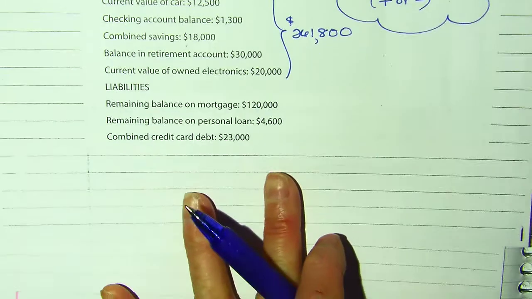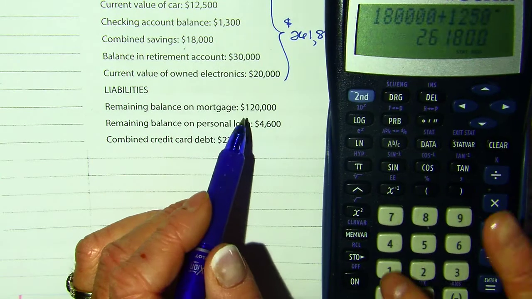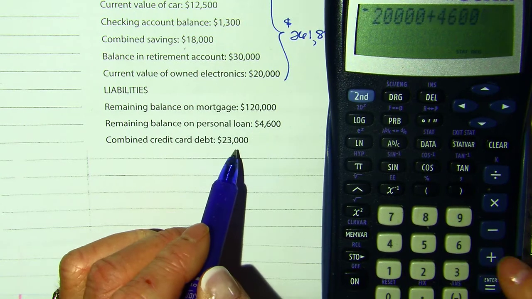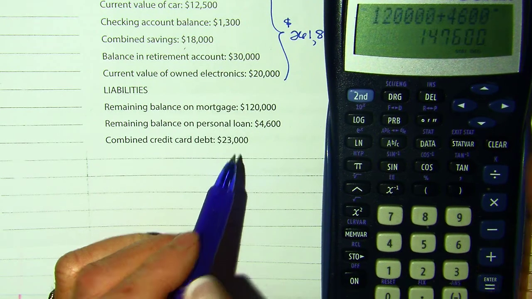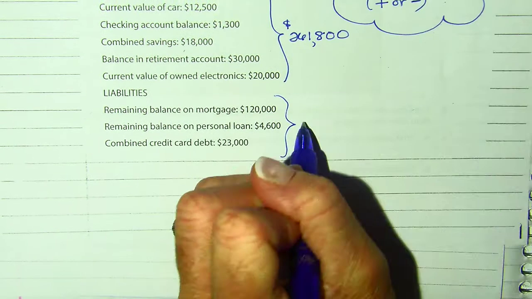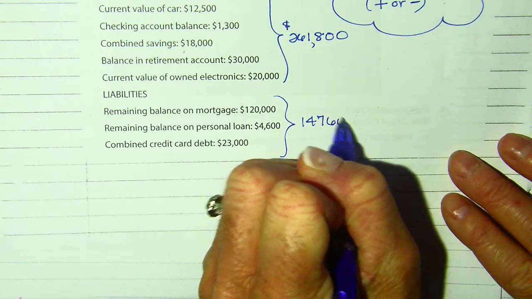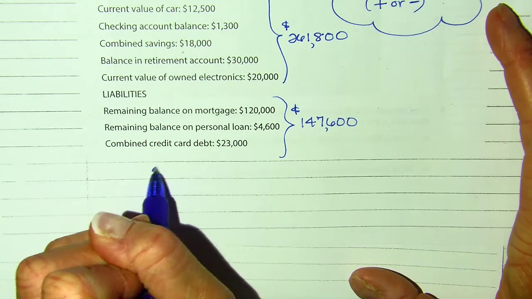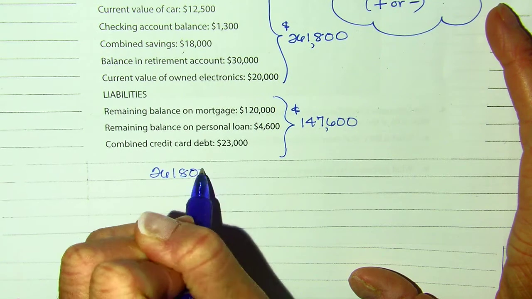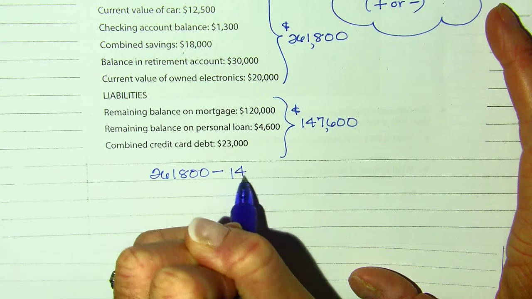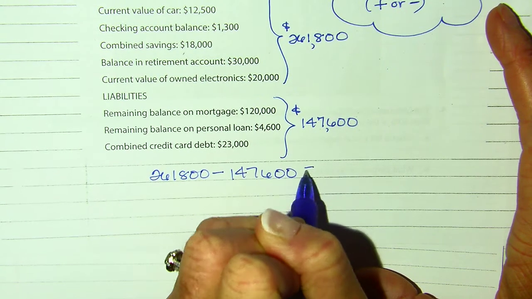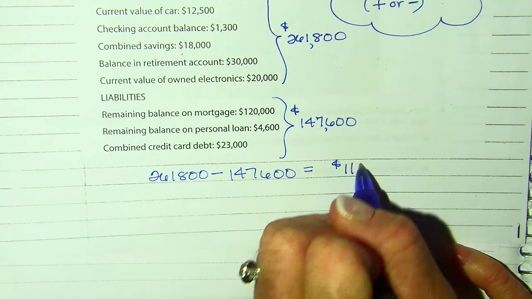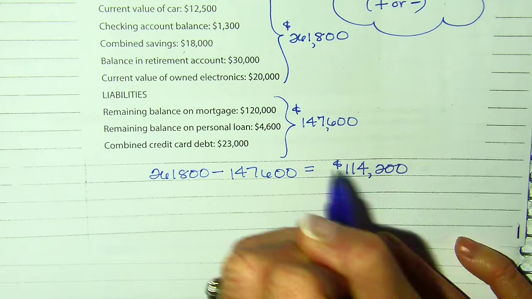Now, liabilities. So this is the money that's owed. So 120 plus 4,600 plus 23,000. And I get a total of 147,600. And so now I'm going to subtract. So our net worth is $261,800 minus $147,600. And our net worth is a positive $114,200.